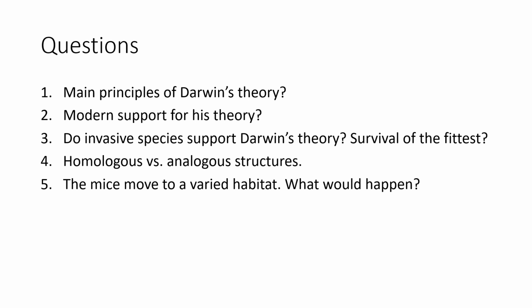Okay, last question. The mice moved to a varied habitat that has some black rocks and it has some tan sand. What would happen? Well, both populations of black and tan mice would be able to find their own personal little habitats within this area and then survive. And so we maybe end up with something like a 50-50 ratio of black mice versus tan mice, because they would all have a place that they could go hide when the hawk was swooping by overhead.